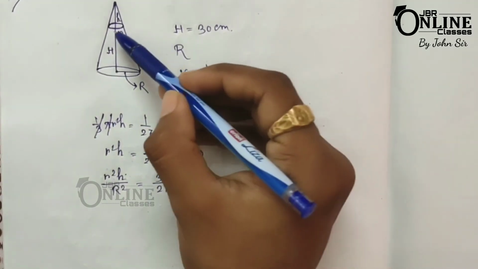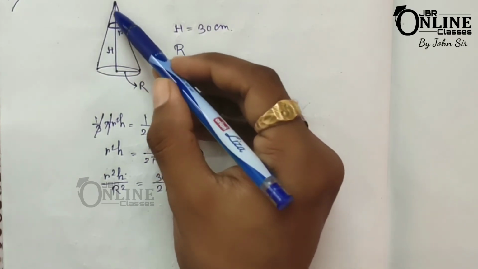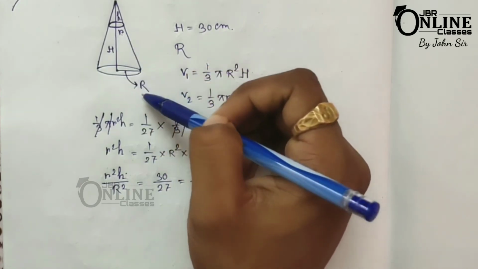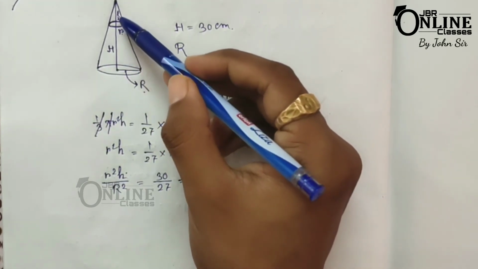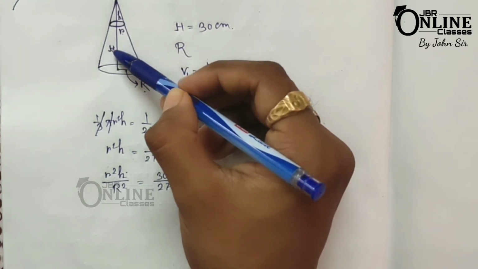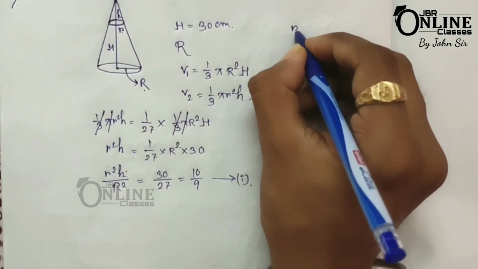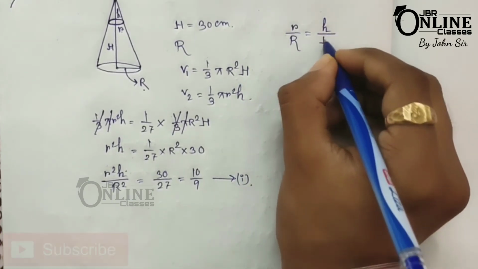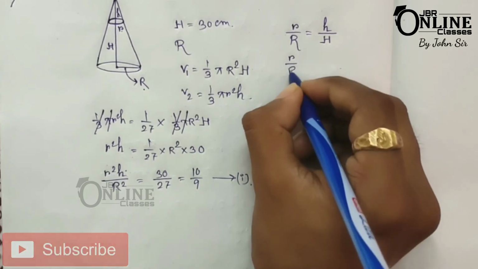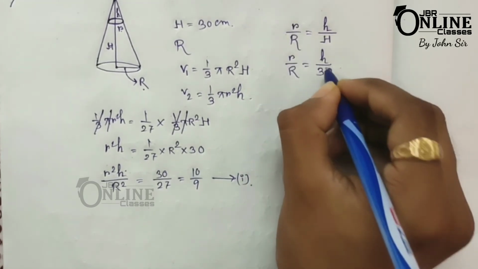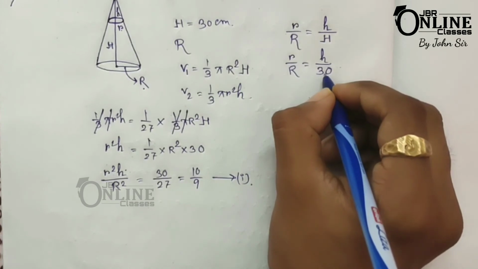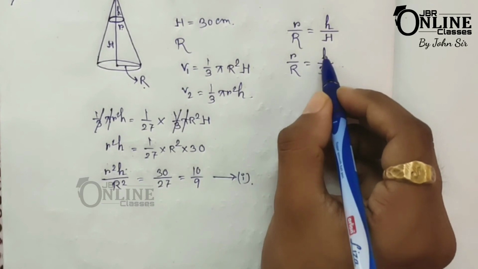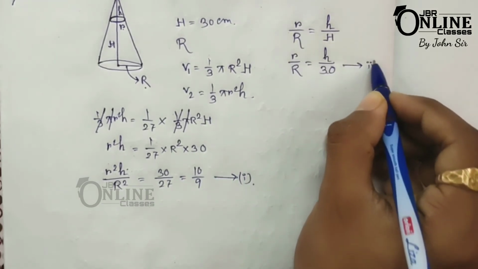Now as this small cone is cut off from the bigger cone, the ratio of the two radii will be equal to the ratio of the two heights. So small r by capital R is always equal to small h by capital H. Now here small r by capital R equals h by 30, as the value of capital H equals 30. Now put it number 2.